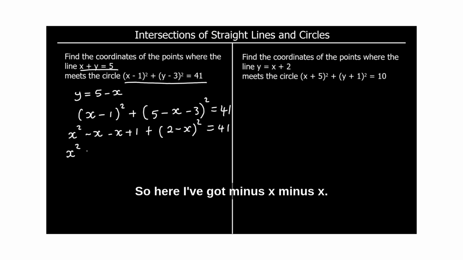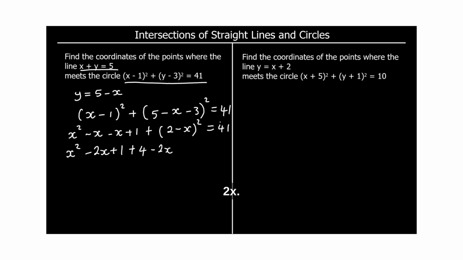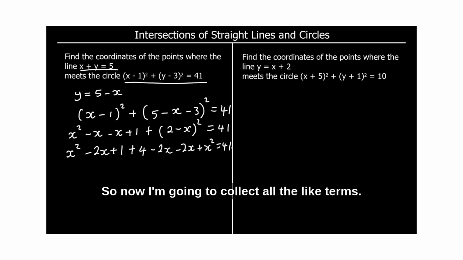So here I've got minus x minus x, I'm going to write that as minus 2x. And expanding the second bracket, I'm going to have 2 times 2, which is 4. 2 times negative x is negative 2x. Negative x times 2 is negative 2x again. And plus x squared equals 41. So now I'm going to collect all the like terms.